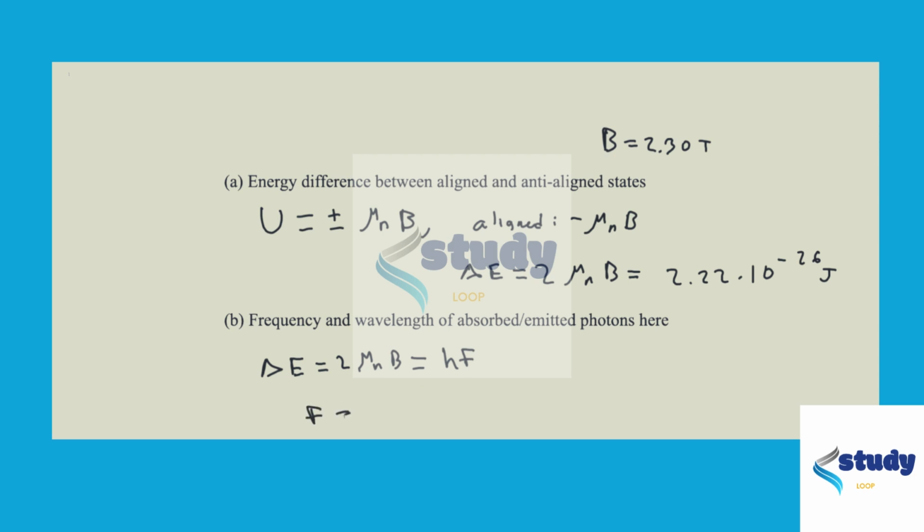So solving for f now, we have that this must be equal to 2 mu_n B over Planck's constant. And plugging in values, we end up with 6.7 times 10 to the 7 hertz. Now using the simple relationship that lambda is c, the speed of light, over f, we find that the wavelength of such a photon must be, plugging in numbers again, 4.48 meters. And those are our answers.